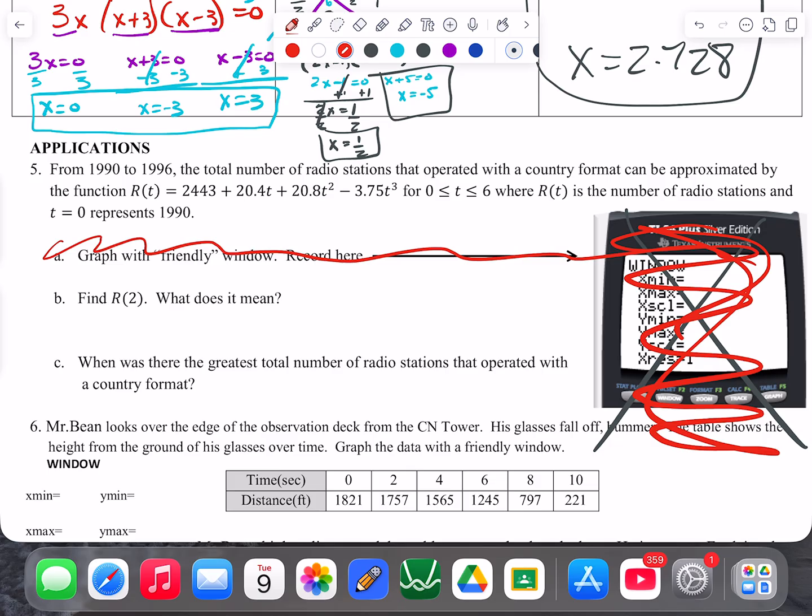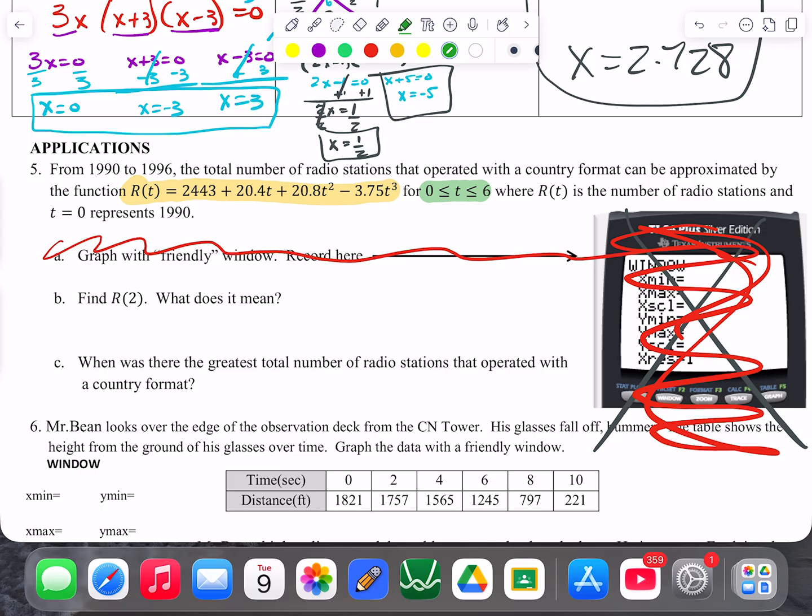So you've read the problem. From 1990 to 1996, this represents the total number of radio stations that operated in the country. So your equation is this. Don't get confused. This is your function right here. Oops, let me use the highlighter. This is your function. This is not part of the function. That's just your domain. Your domain is from 0 to t. So you don't need to worry about that part. It's just more about when it comes to the graph. So only what's in yellow, that's what you would graph on Desmos. So I already have it graphed.